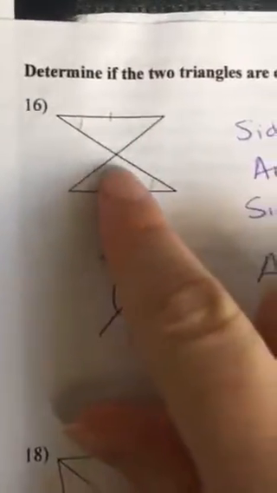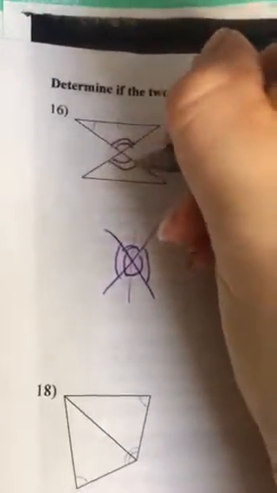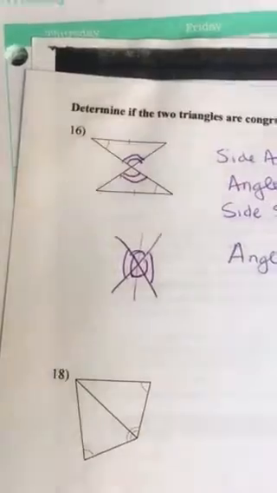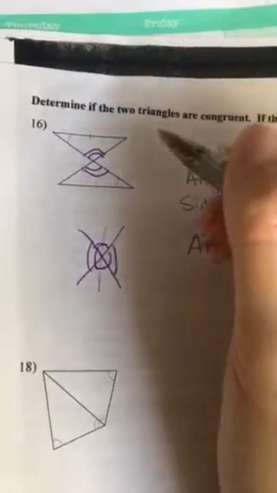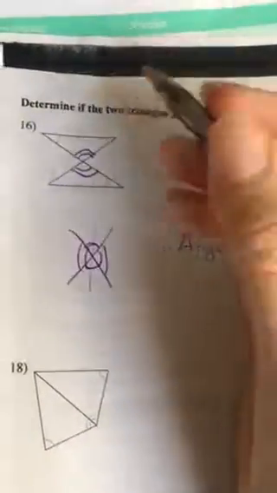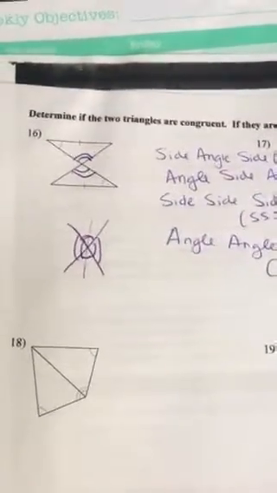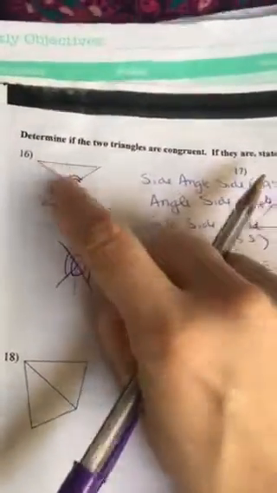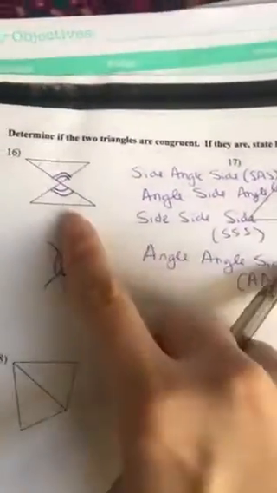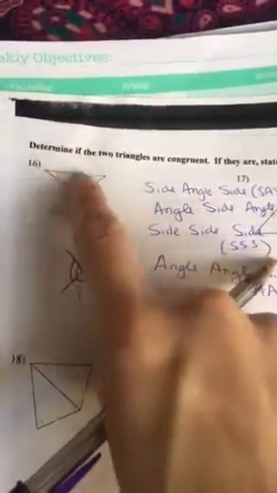So in number 16, I have two congruent angles, two congruent sides, but I also have intersecting lines, so I know that these two angles are also congruent. So I look and I have one congruent side and then two congruent angles. So I would say these triangles are congruent because of angle, angle, side.